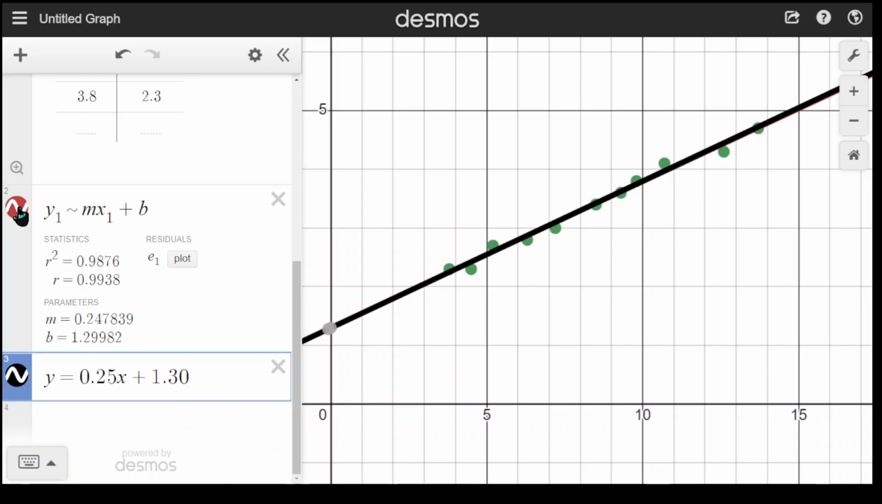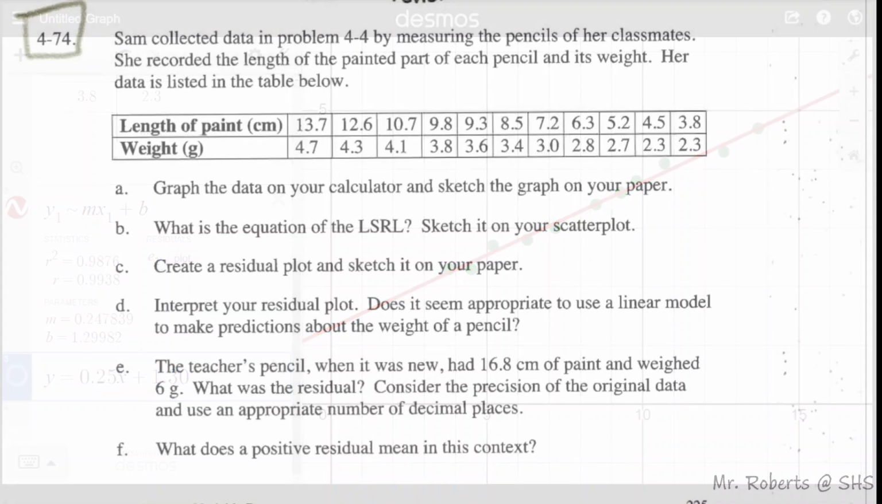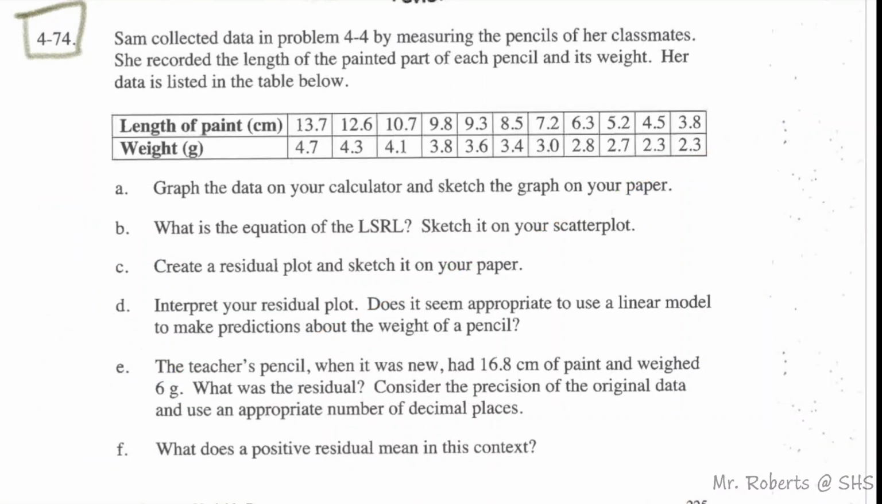You can see that this line is slightly different. It's kind of hard to see, but it looks like it's slightly above the other one. That's just because it's a decimal approximation, right? I'm just rounding to 2 decimal places, which is appropriate, I think. So that is my line of best fit. That was one of the questions. What did it say? What is the equation of the LSRL? Sketch it on your plot. So I've got it there, and I can sketch on my graph. The equation looks like y is equal to 0.25x plus 1.30. That's me rounding to the nearest hundredths.